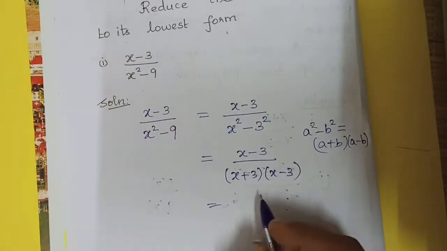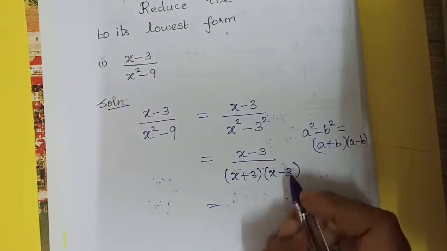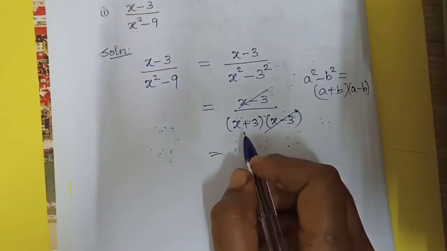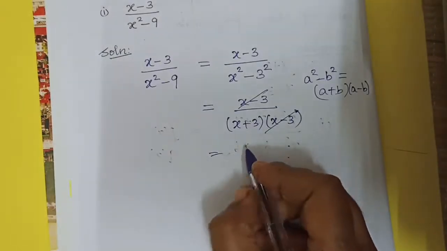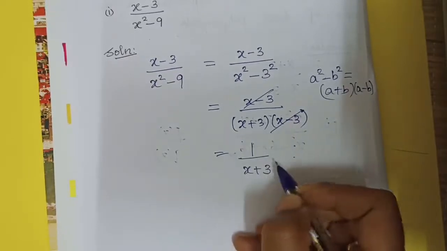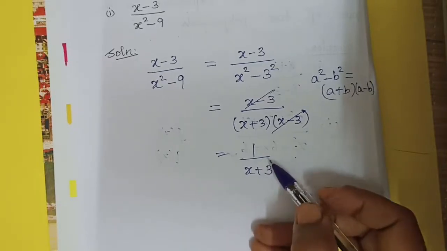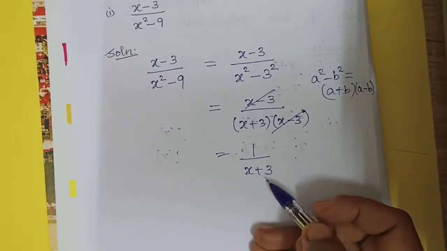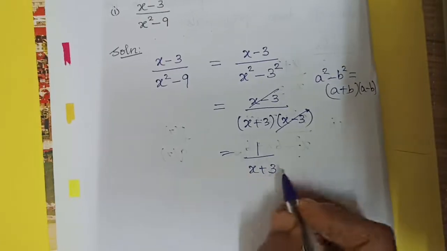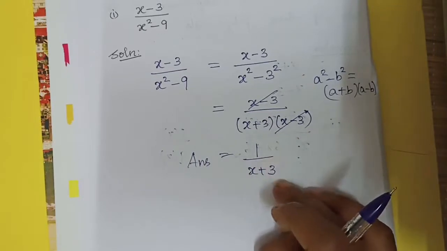So listen, is any cancellation possible? Yes, x minus 3 gets cancelled. So what is the last answer? Here 1 by x plus 3. Now check whether it is in lowest form or not. Is there any common term? No. So this is in lowest form. That's all the answer. So this is the final answer: 1 by x plus 3.